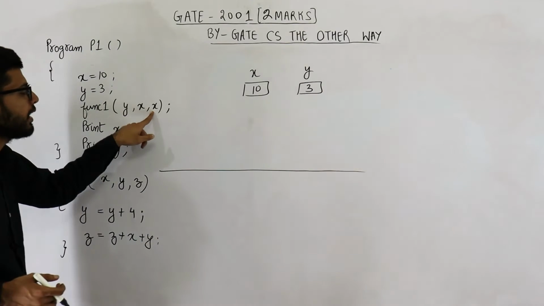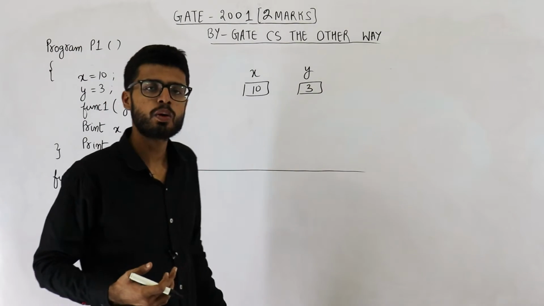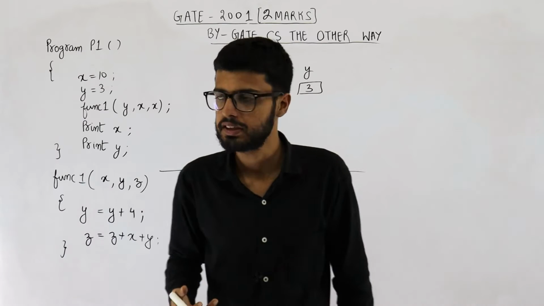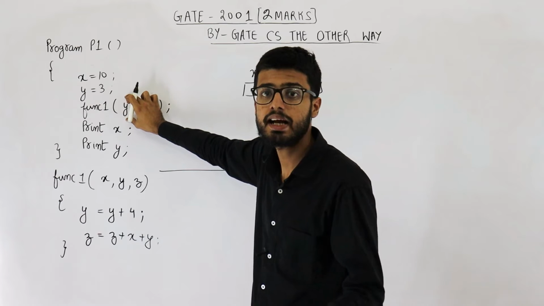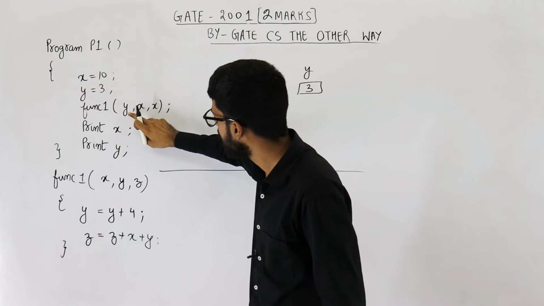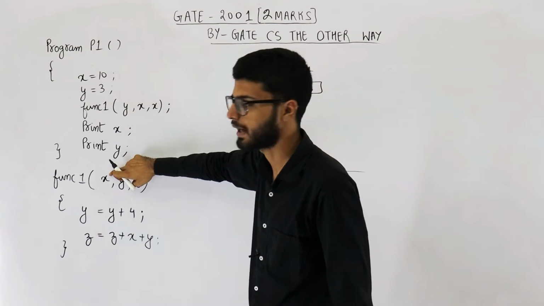The next line is that function1 is called, and the variables passed as parameters are y, x and x. In the question, they are saying that call by reference is used. This means you are not actually passing the values of these variables; their addresses are passed. So the address of y is passed to x.